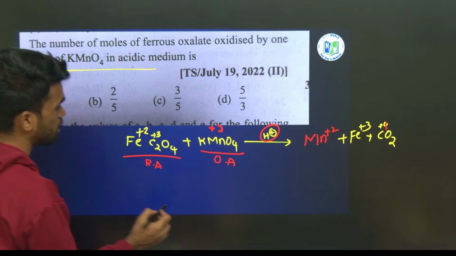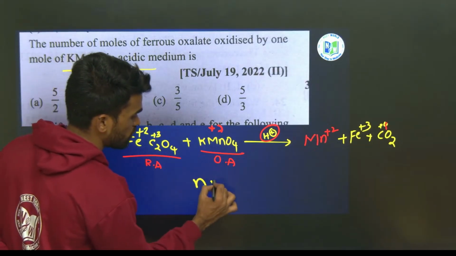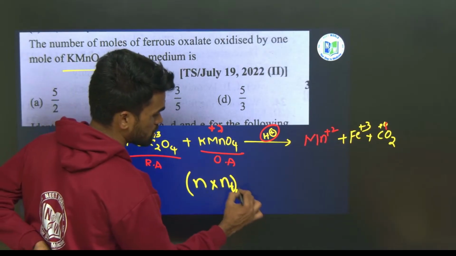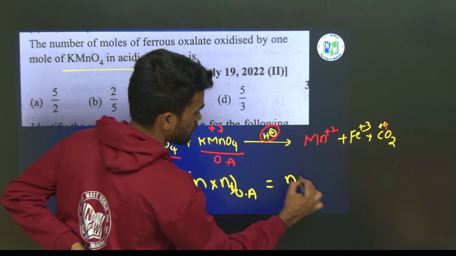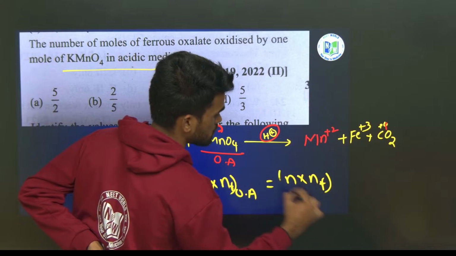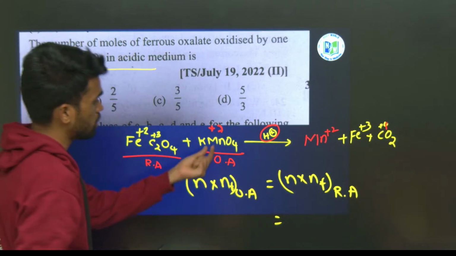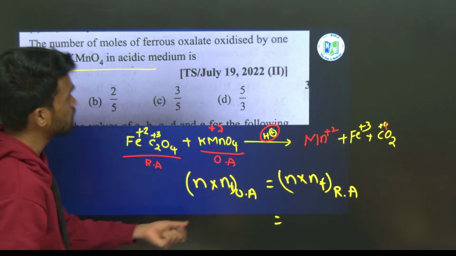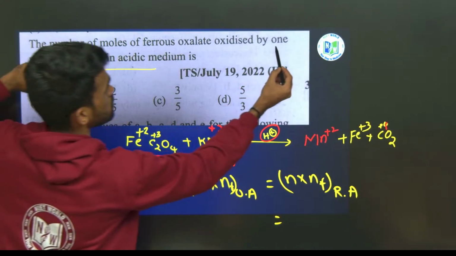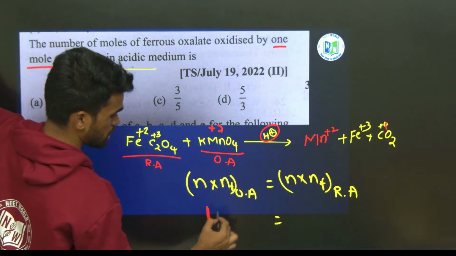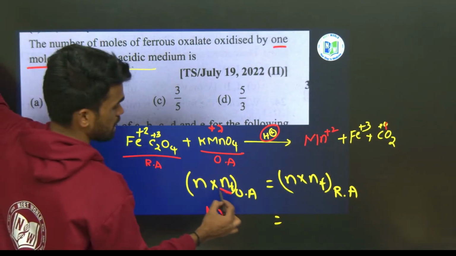Very simple here. Just use N into N factor of the oxidizing agent. That is nothing but the number of gram equivalents of oxidizing agent equals the number of gram equivalents of reducing agent. That's it. Very simple. Now look here. KMnO4 is our oxidizing agent. How many moles are given? Oxidized by 1 mole of KMnO4. So how many moles of KMnO4? 1 mole. And what is its N factor?